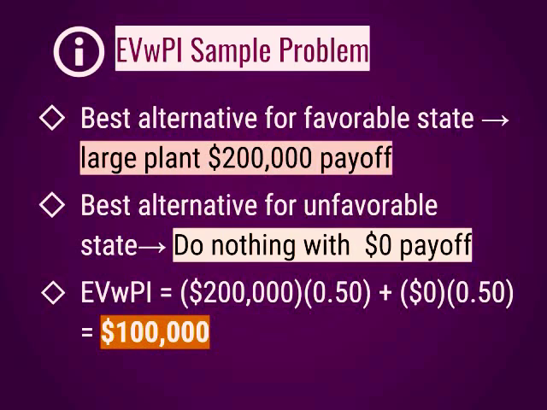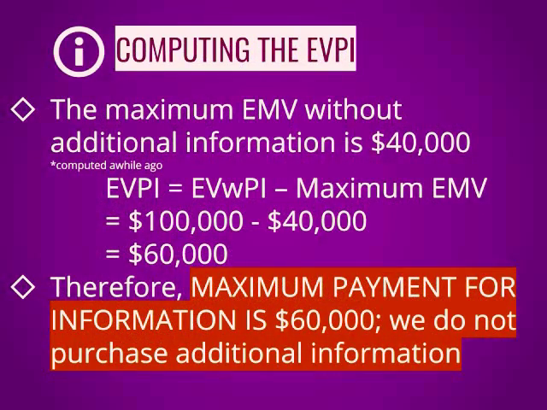Now, we try to compute for the EVPI. The maximum EMV without additional information is $40,000, as computed a while ago. So now, the EVPI is equal to the EVWPI minus maximum EMV. That would be 100,000 minus 40,000, which will generate $60,000. Therefore, the maximum payment for information is $60,000. We do not purchase the additional information worth $65,000.